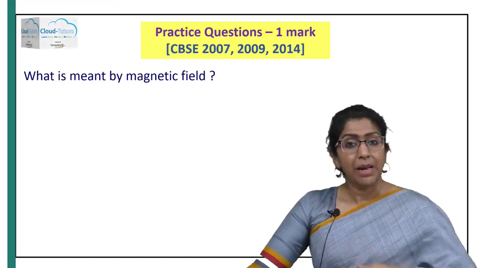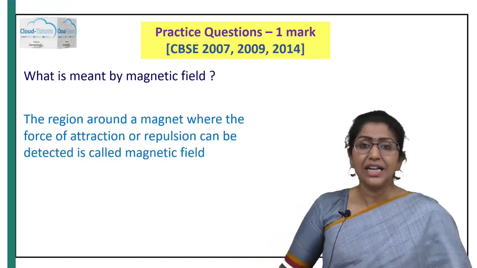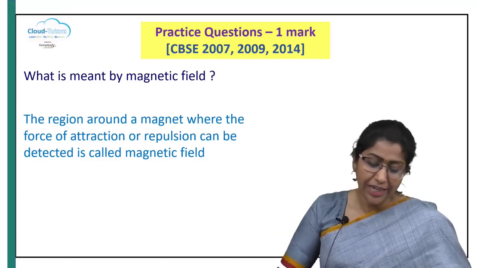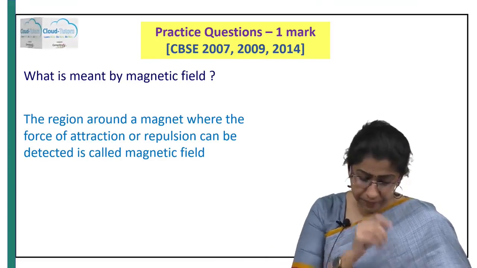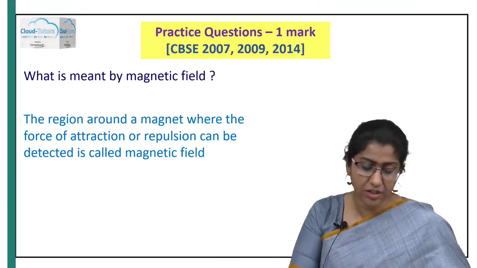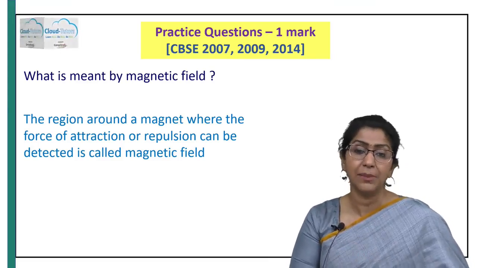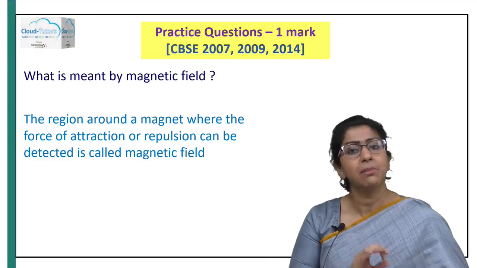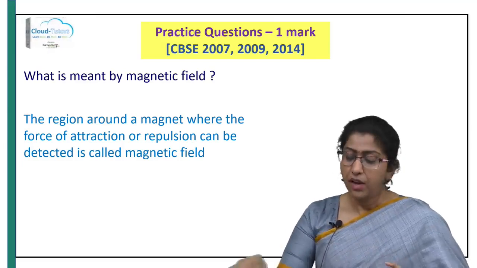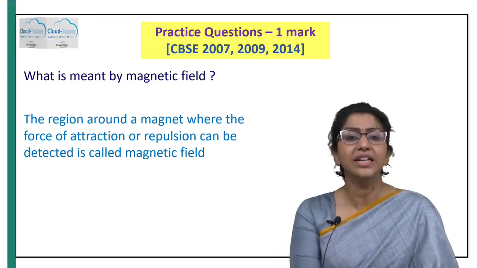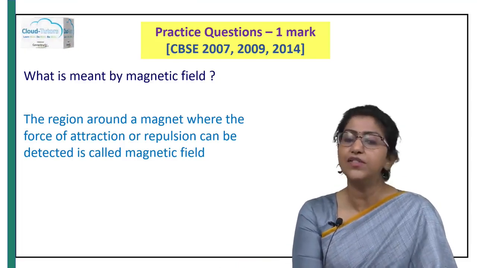now what is meant by magnetic field? Magnetic field is the region around the magnet where the force of attraction or force of repulsion can be detected. Now when I say force of attraction or force of repulsion, I mean magnetic force of attraction and magnetic force of repulsion. Alright, so with this we come to the end of today's session.